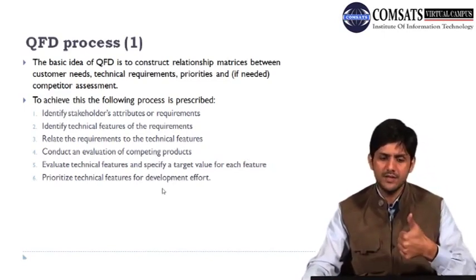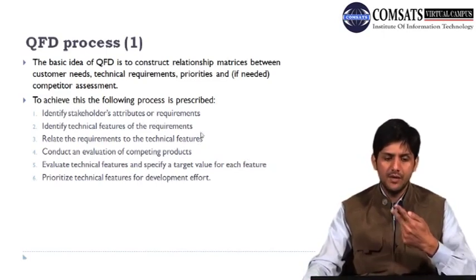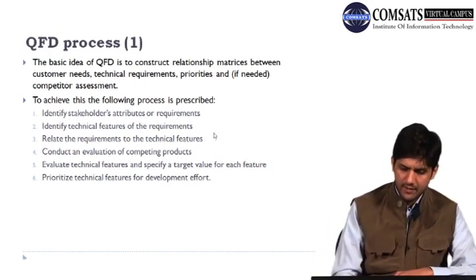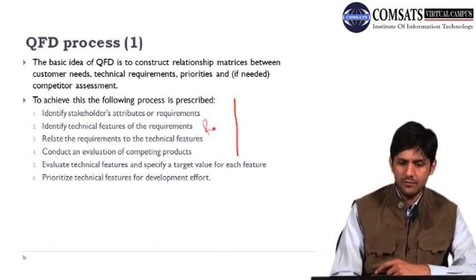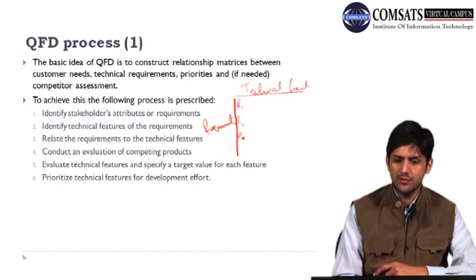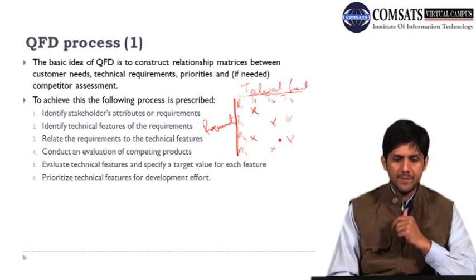We identify the stakeholders' attributes or requirements. We identify technical features of the requirements. We relate the requirements to the technical features. So on one side we will have the requirements, and on the other side we have some technical features. Let's say we have R1, R2, R3, R4, and here we have some technical features, T1, T2, T3. We try to relate them. T1 is related to R1, R3, T2 is related to these. So we try to relate them.